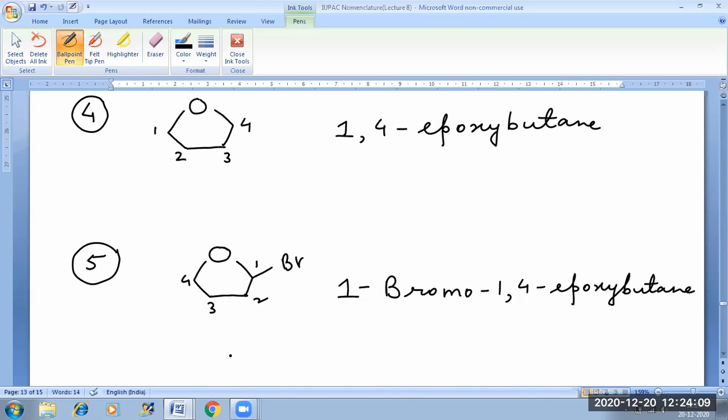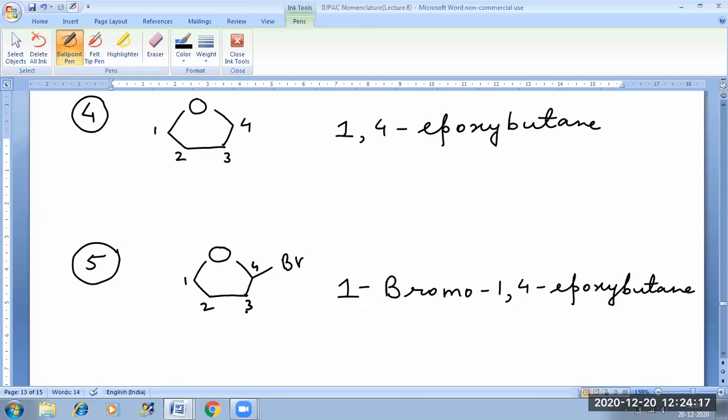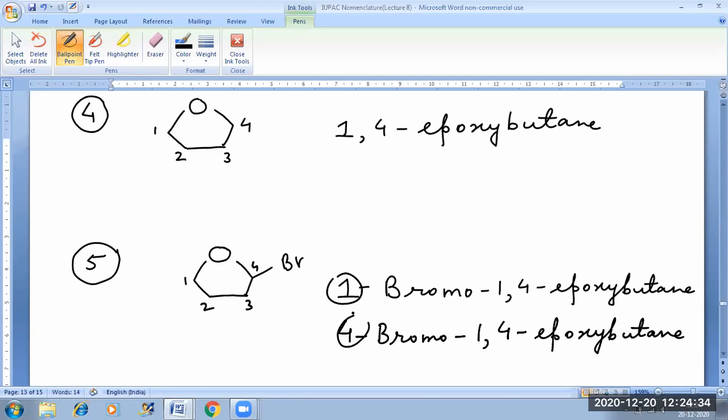This is the fifth one. I cannot do it like this: 1, 2, 3, 4. This is wrong. Because if I do that, then the name will be 4-bromo-1,4-epoxybutane. This will be the name. So out of 1 and 4, 1 is lower. Definitely this will be chosen as correct and this will be wrong. So this way of numbering is wrong and this is correct.